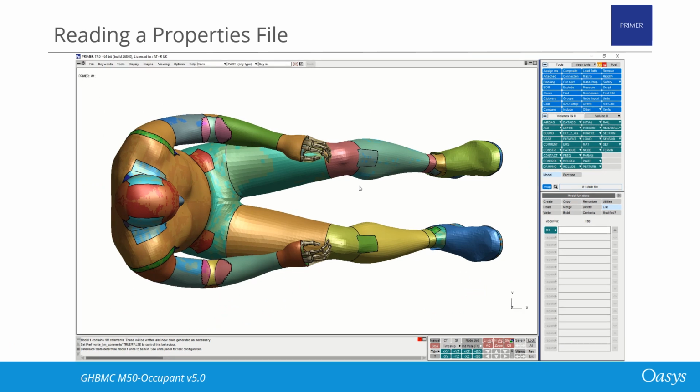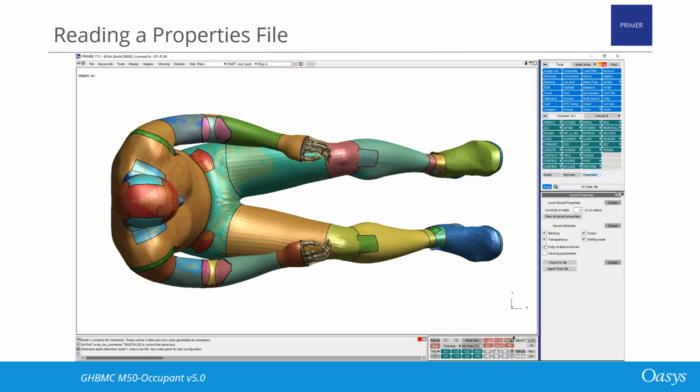So here we have an example of how to read and apply a properties file to your human body model. The example here is the GHBMC Occupant model. So you go down to the bottom of Primer and hover over the Save P button. This is where you can save properties files and click on the Options pop-up. On this panel, you can save properties, but you can also import properties from a file. So if I click on Import from a file, you can specify the file that we give out with the dummy tree for the particular model.